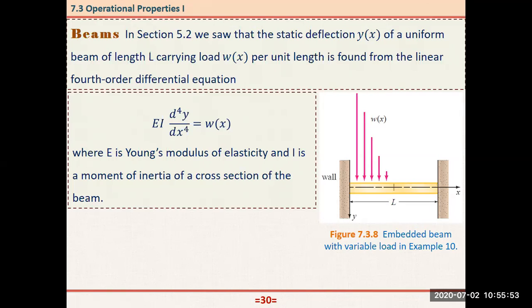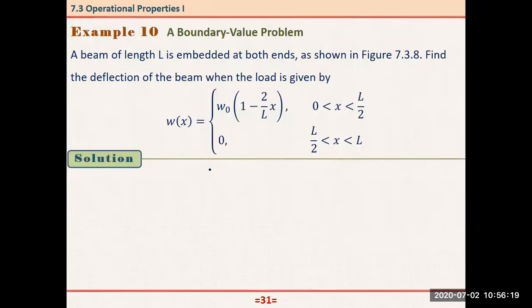Here this E and I, we are assuming that these are constant, right? This W is a function of X. So here we are looking for Y. What is the value of Y, the static deflection of a uniform beam at different points? How about here and here at this point? So we have to study this. To do this, we need to solve this differential equation. It is the fourth order differential equation. Now let's consider this example.